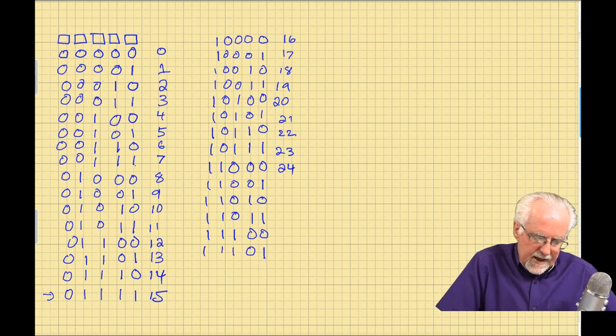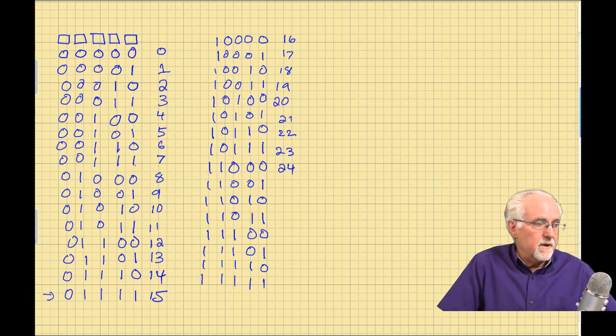0, 1, 1, 1. And now what am I going to do? 1 plus 1 is 0, carry the 1, and then 1, 1, 1. And now I can add 1 more. 0 plus 1 is 1, and then 1, and then 1, and then 1, and then 1.